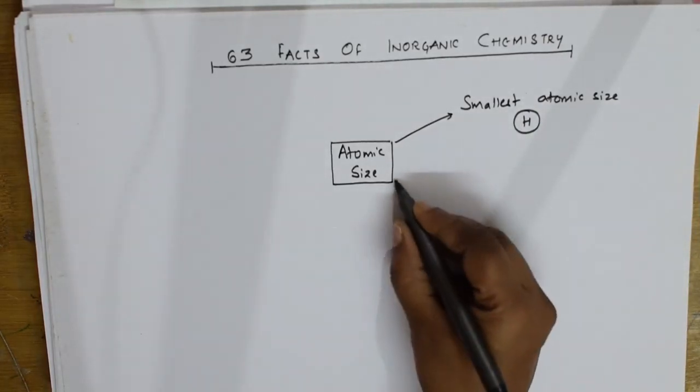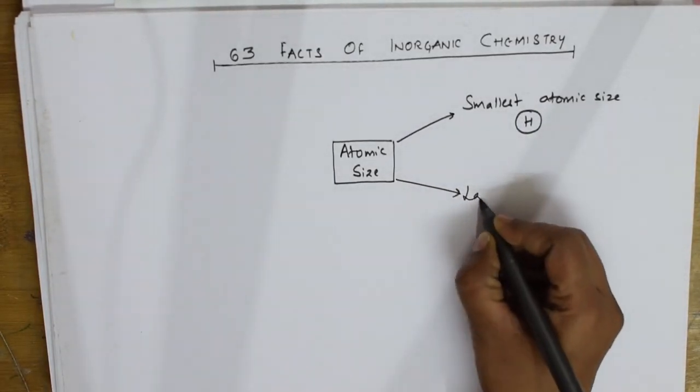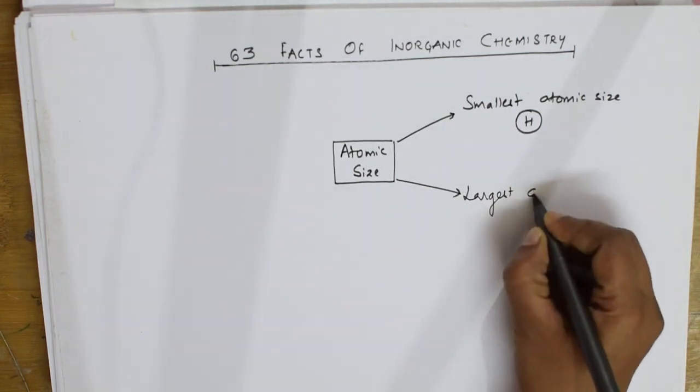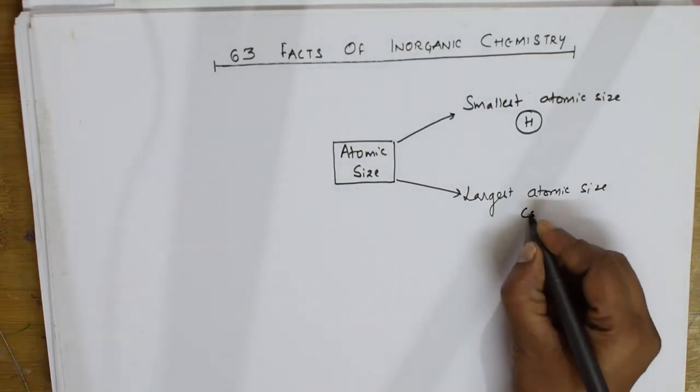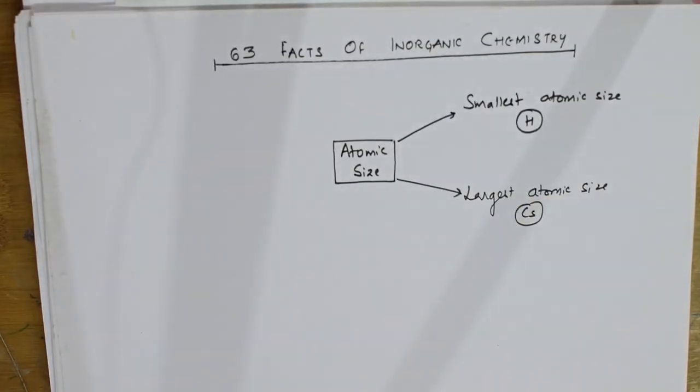Suppose if I have to take the opposite of this, what is that? Largest atomic size element. So what is the largest atomic size element? It is nothing but cesium. Smallest and largest, it is easy to remember like this, isn't it? Let us write smallest, largest, like that.